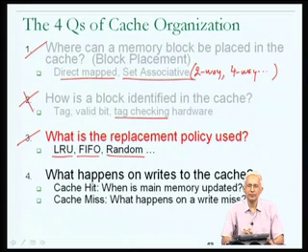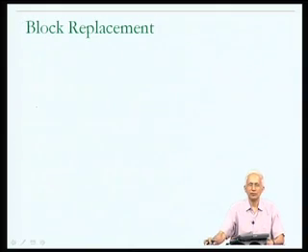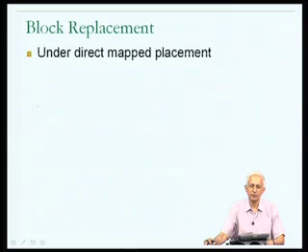This is the equivalent of the page fault. We call it a cache miss in the context of the hardware cache, and very clearly there may be a need to replace a block which is currently present inside the cache in order to make way for the block that must be fetched from main memory into the cache. So that's why the whole idea of a replacement policy enters the picture.